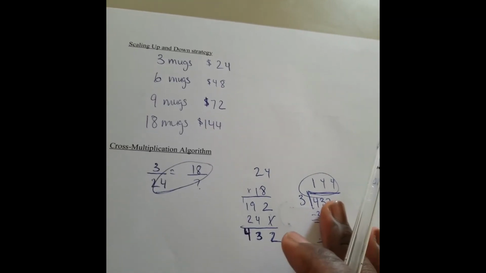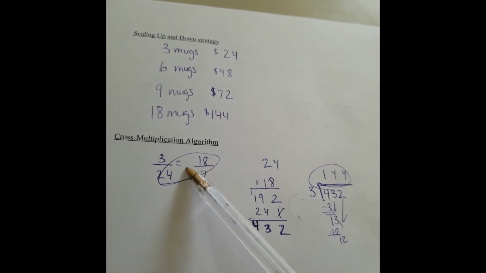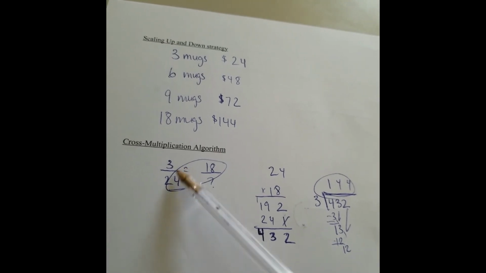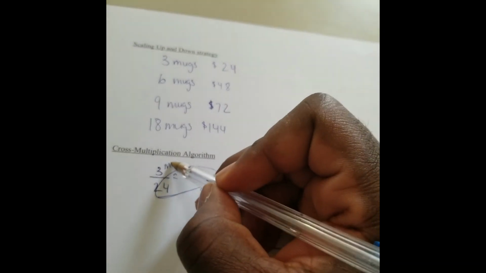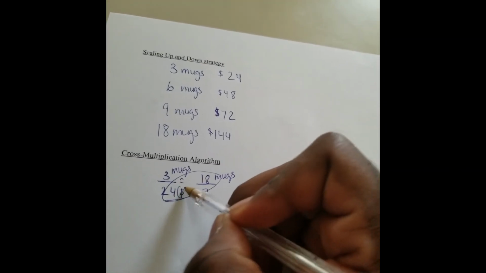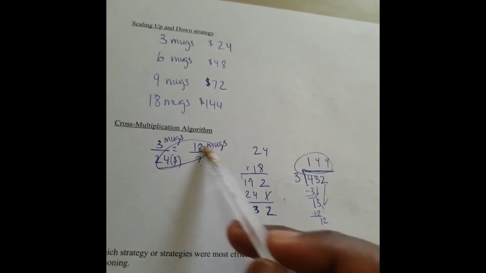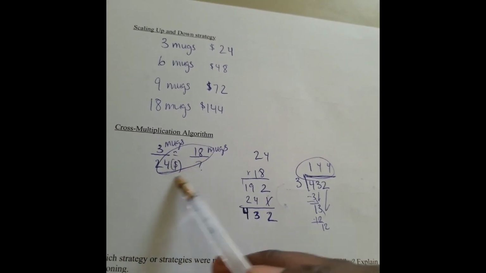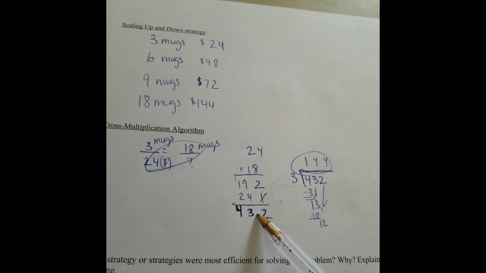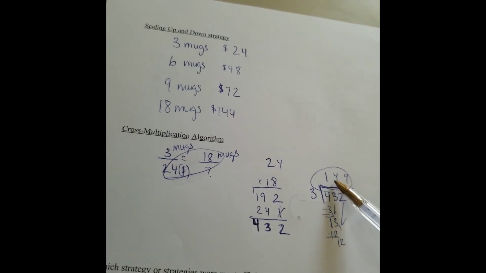And last but not least, well, almost last but not least, is cross multiplication. So I'm taking, right, my original ratio, 3 to 24. Should probably have written the units here, sorry. And this is dollars. Making sure I line them up correctly. With cross multiplication, I'm multiplying these two. So 24 times 18 is 432. And now I need to divide that by 3, and I get 144.